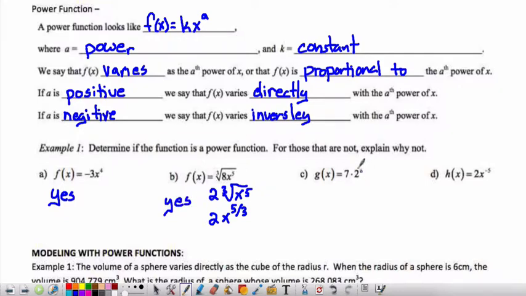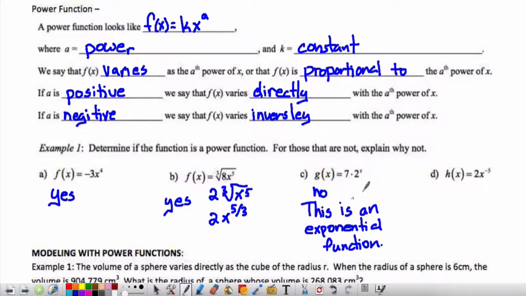Okay, what about this one? So we have a constant, but something different is going on here. Here the x is the exponent. This is not a power function. This is an exponential function. So when the variable is your exponent, this is an exponential function. And then here we go. It's okay for it to be negative. This would just be varying inversely, but this again is a power function.